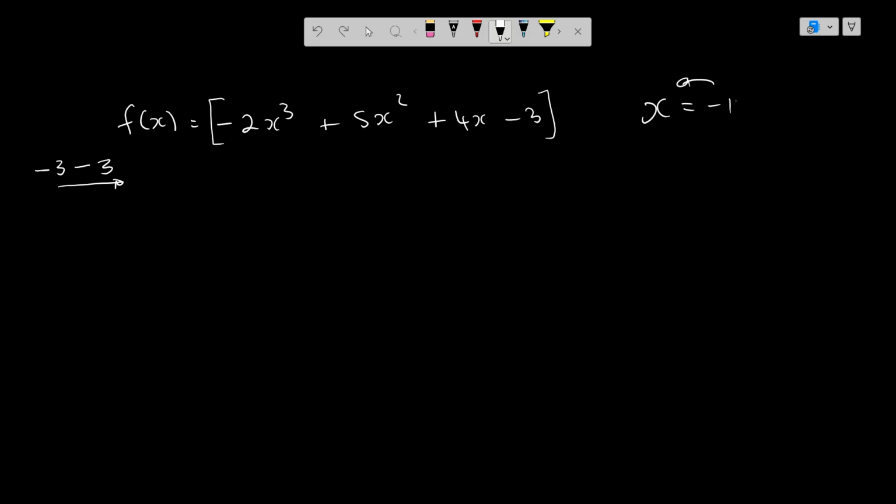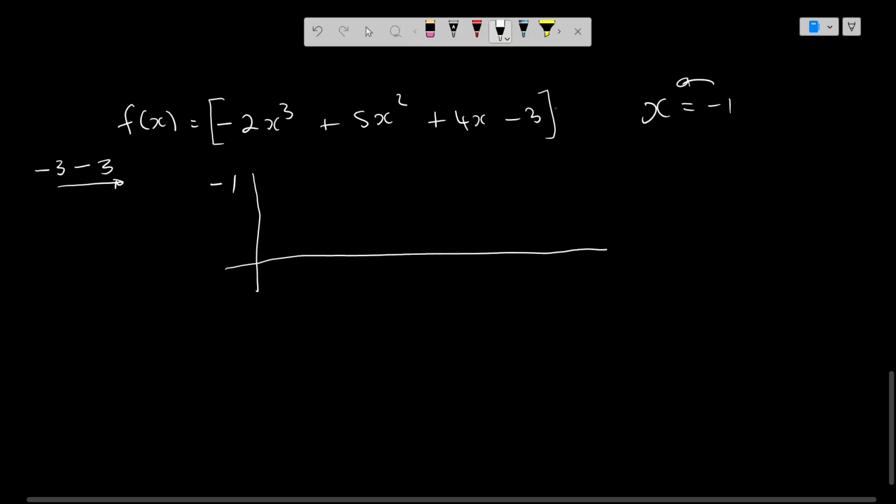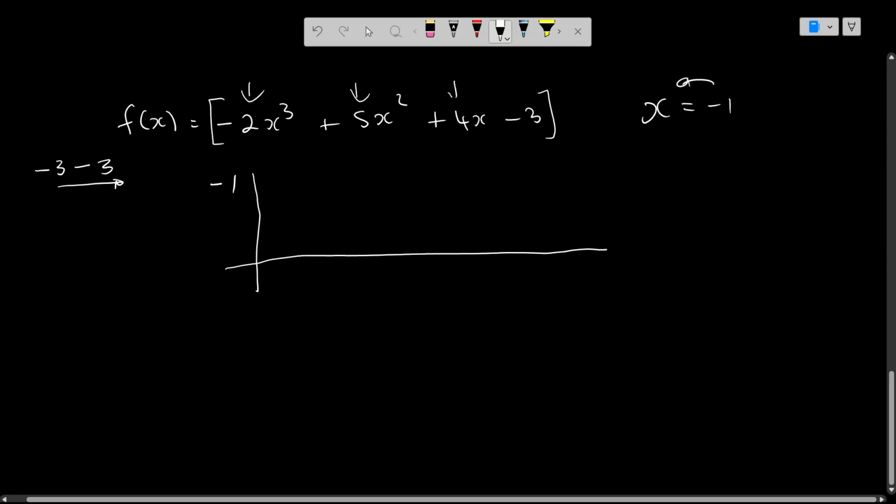So you can just put the negative 1 here on the side, and then you draw down a line. Then you write down the coefficients of x here. This is negative 2, this is 5, this is 4, and this is negative 3. So it will be negative 2, 5, 4, and negative 3. Make sure you write them in order.